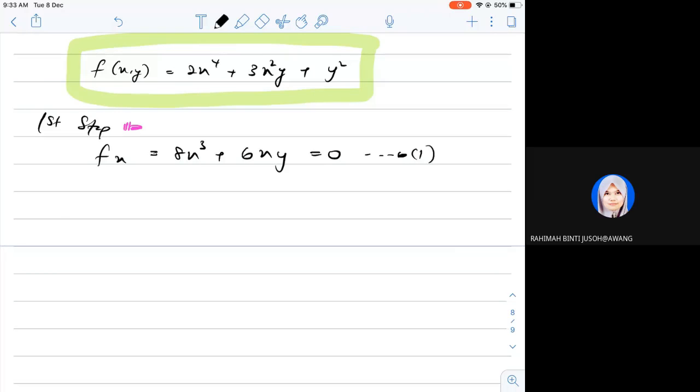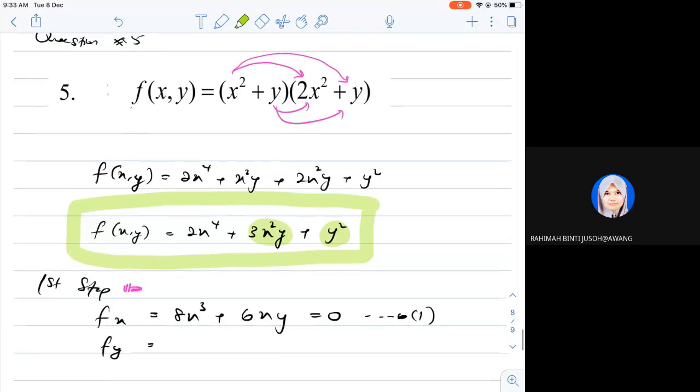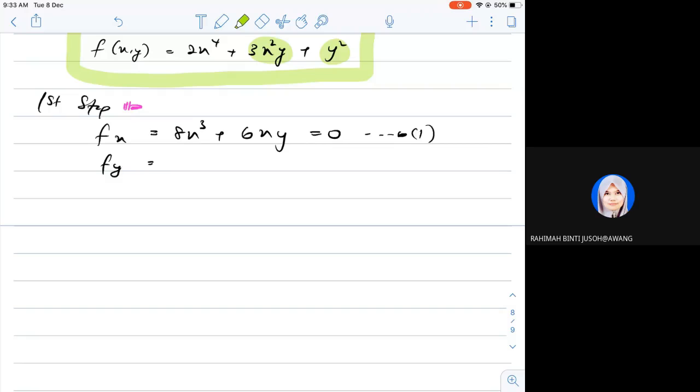Equation number 1. Second, you need to differentiate this function with respect to y. So with respect to y, you kena differentiate yang ni kan? Dengan yang ni, right? Okay, so you will have 3x squared plus 2y equals to 0. Okay, now you nak solve simultaneous equation ni. Which one you nak ambil yang lebih mudah? First or second? Second. Second, yes, second. Okay, good. Kita nak ambil yang second equation.